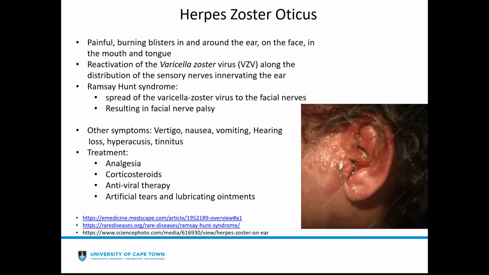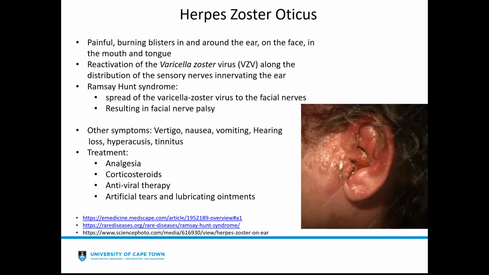Specifically when it infects the facial nerve and the geniculate ganglion, there's a condition known as Ramsay Hunt syndrome, where these patients present with facial nerve palsy. These patients need prompt antiviral and corticosteroid treatment. Some other symptoms associated with herpes zoster are vertigo, nausea, vomiting. They can have hearing loss, hyperacusis, and tinnitus. And the mainstay of treatment is really early, so within 3 days of symptom onset, of corticosteroids, either prednisone or prednisolone, and antiviral therapy, either in the form of acyclovir or valacyclovir.